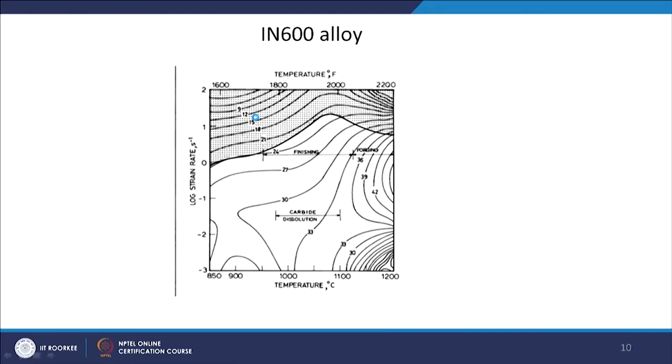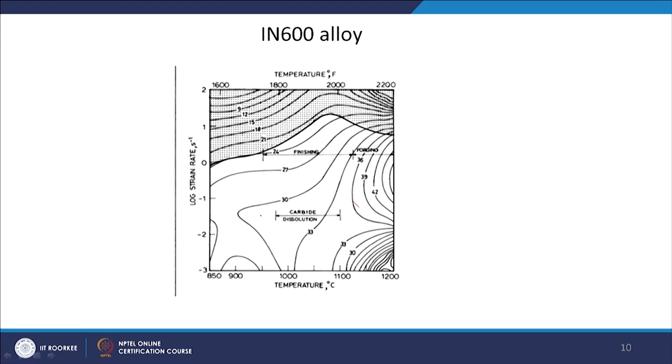This is for an Inconel 600 alloy. You have different operations. Forging will be done at higher temperatures. As I told you, rough rolling or forging will be done at high temperature, and then the finishing operation will be done at lower temperatures. Again you can see we are just avoiding the unstable region and trying to have the maximum strain rate which can be achieved in this particular process.